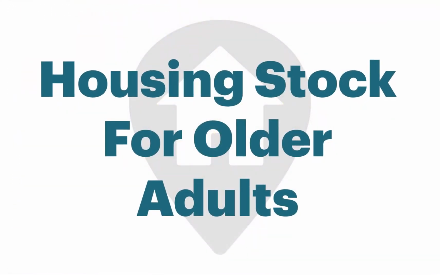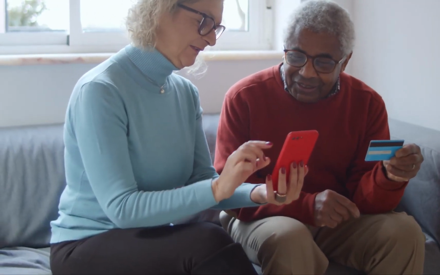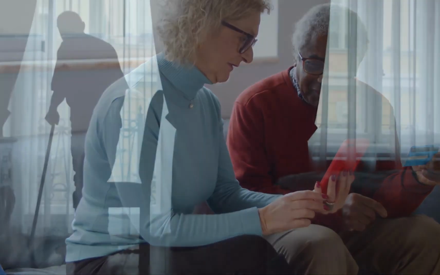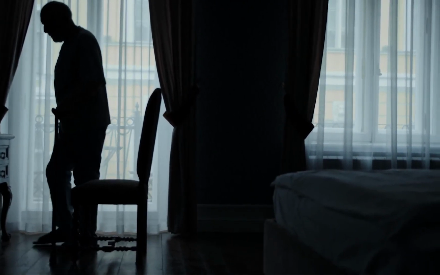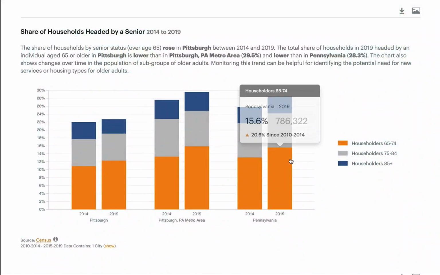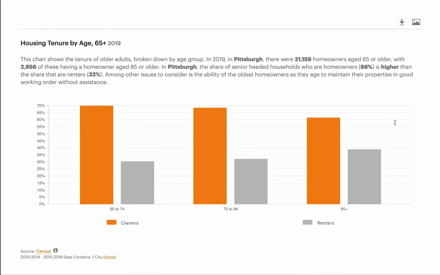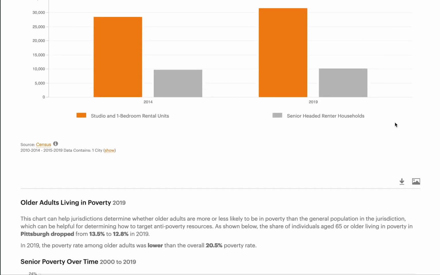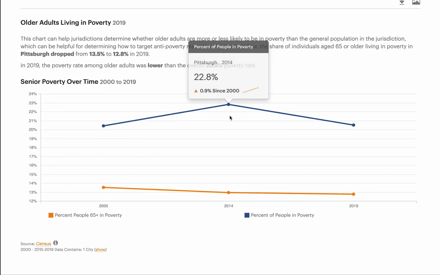Housing stock for older adults. Finally, senior households often face higher rates of specific housing challenges, including affordability due to limited or fixed income, and accessibility due to mobility limitations. And when analyzing a region's housing profile, it is critical to analyze the specific housing needs for seniors. This section of our housing needs assessment includes five interactive visualizations to help you understand the housing needs of older adults.